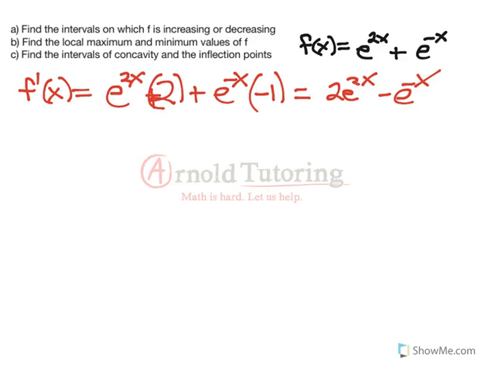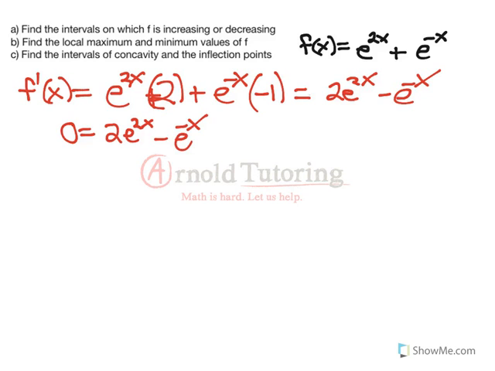Now what do we do? We set this equal to 0, because increasing functions means a positive derivative, decreasing functions means a negative derivative. So we want to find the spots where the derivative equals 0 and then test either side. So I'm going to set the derivative to 0, and we have 2e to the 2x minus e to the negative x. It's not very intuitive how it is.